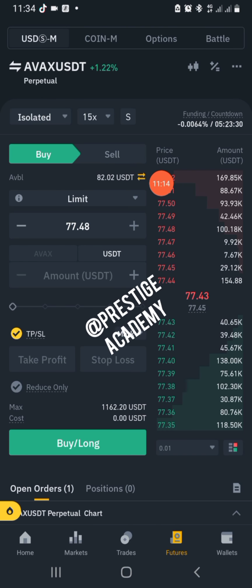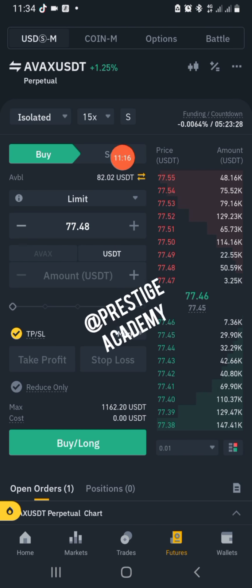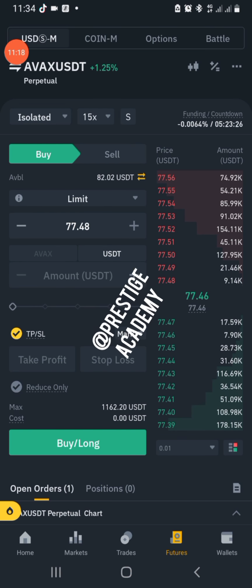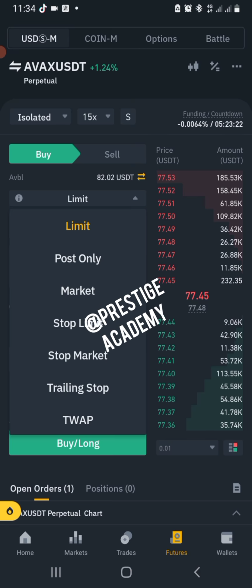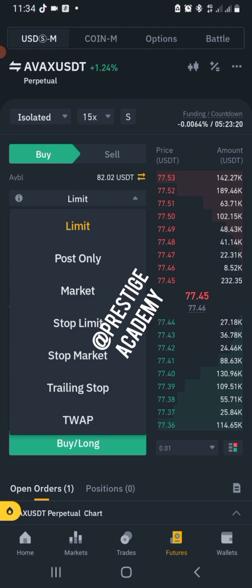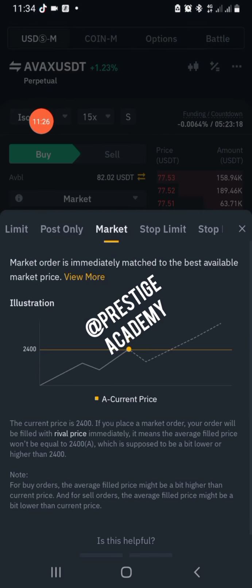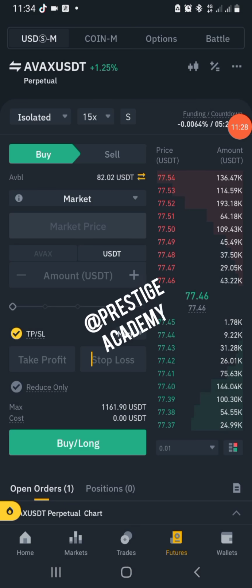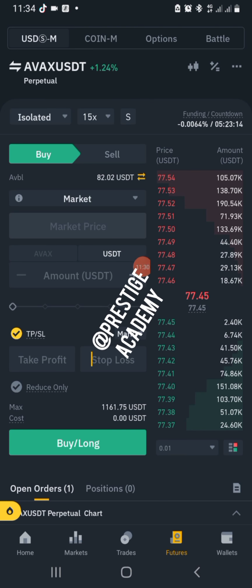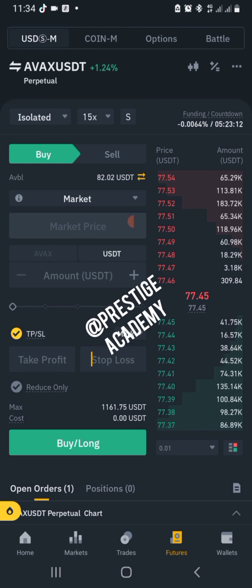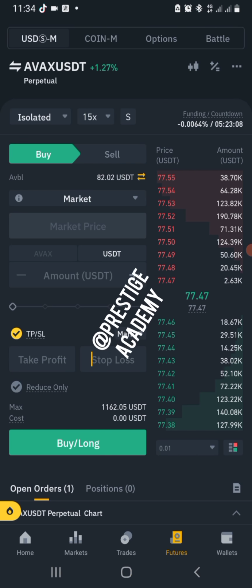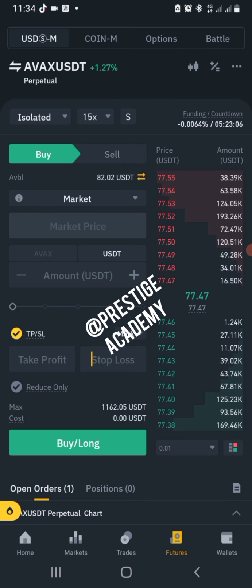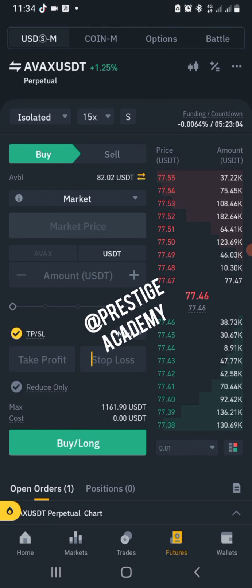Now, limit order. Let's change the limit order to market order. All right, this is our market order. Now it's not giving us space where we are going to put entries because it's going to use market execution immediately. Once you click on buy, it just triggers.